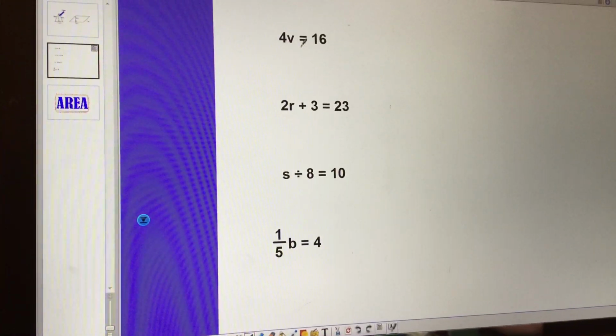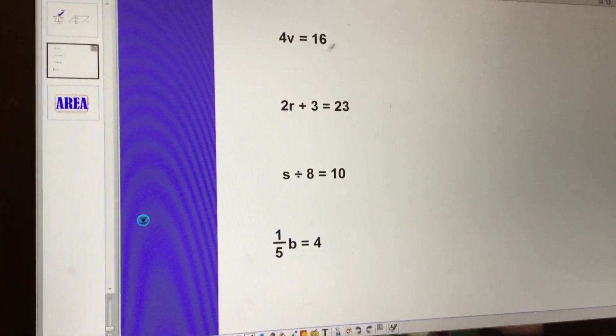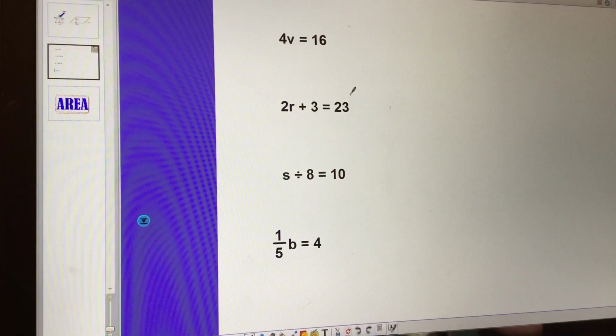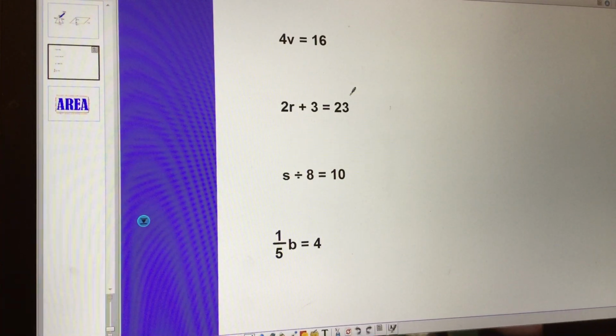Hey, fifth grade, on Workbook 106, there are things on here that we haven't gone over as a class, and so I just want to give you a quick little lesson on them.